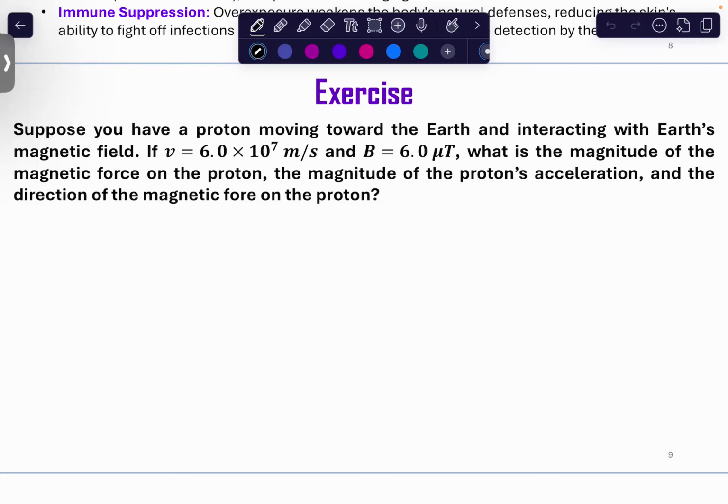Okay, so we talked about the velocity of the proton and the magnetic field making a 90-degree angle with each other.